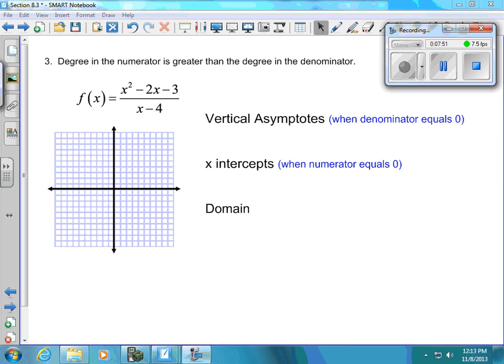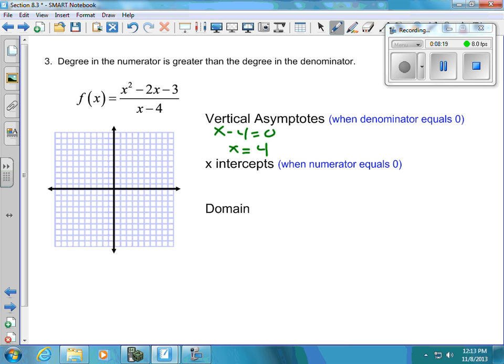Okay, let's look at a problem where the degree of the numerator is greater than the degree of the denominator. We see x squared minus 2x minus 3 over x minus 4. x squared is bigger than x to the first power. So we go to our chart to help us answer these questions. First of all, the vertical asymptote is always the same. It's when the denominator equals 0. Our denominator is x minus 4. x minus 4 equals 0. That's an easy one. x equals 4. So we have one vertical asymptote at x equals 4. 1, 2, 3, 4. Put a dotted line.